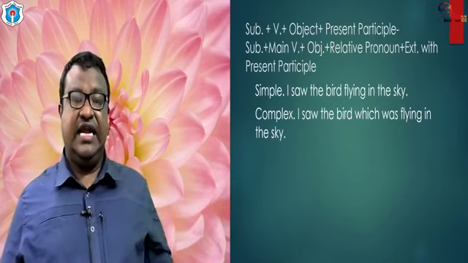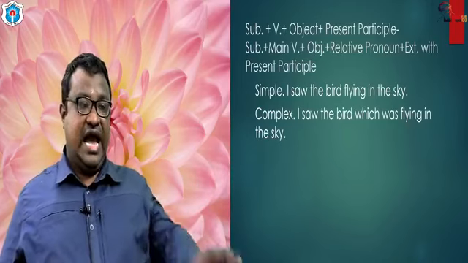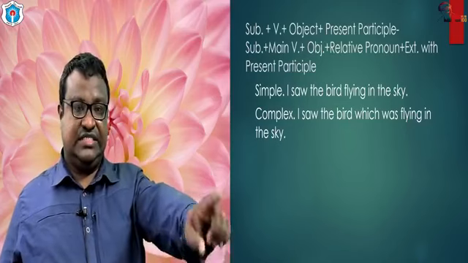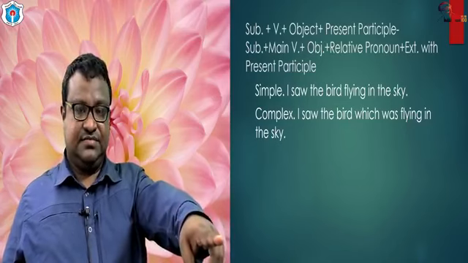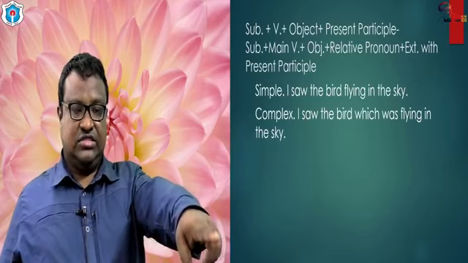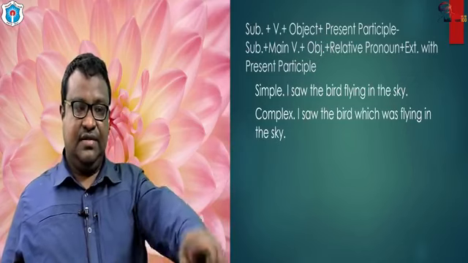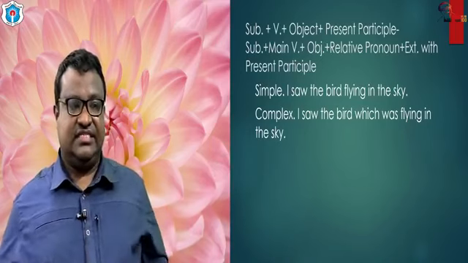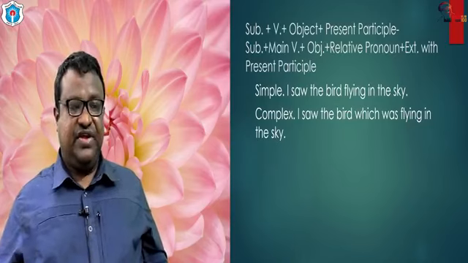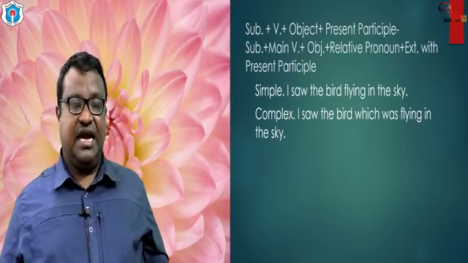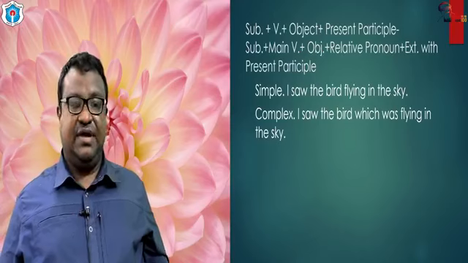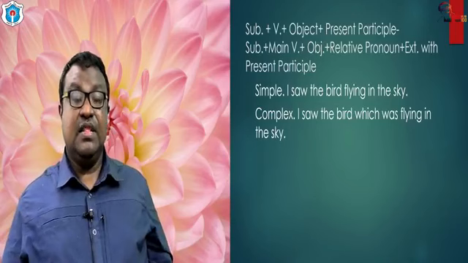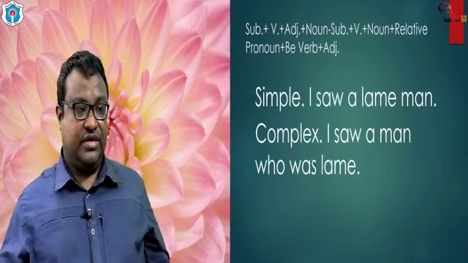So when we are turning it into complex, what we are doing: I saw the bird which was flying in the sky. So here we see which plus the auxiliary verb was plus flying, of course the present participle, then the extension will remain the same. But if it would be, I see a bird flying in the sky, then I see a bird which is flying in the sky, because it is in the present tense, not in the past one.